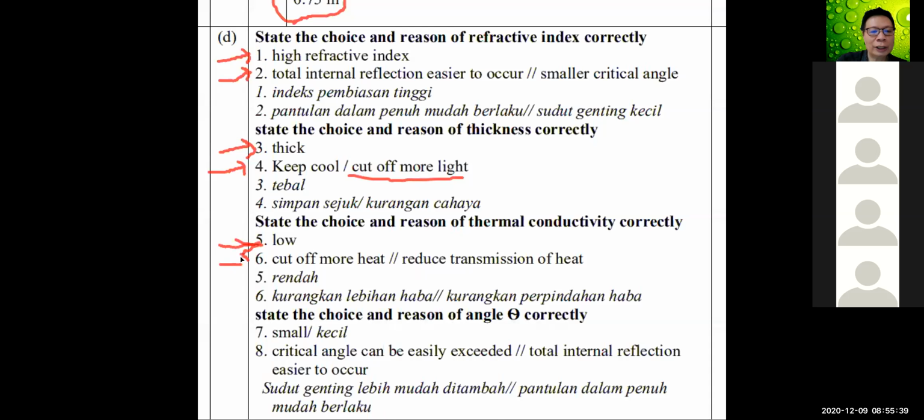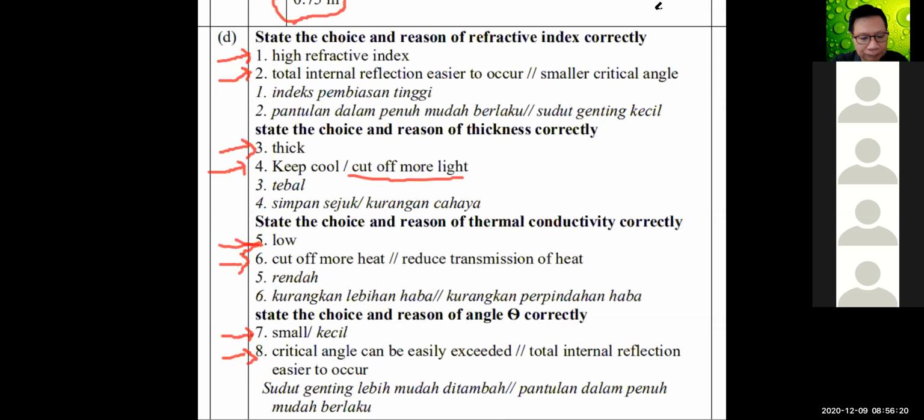Okay, you see usually the answer given in one page like that. Suggestion, reason, suggestion, reason. And the last one, the angle theta should be small, smaller angle theta. The reason is when the theta is smaller, the critical angle can be easily exceeded because the critical angle becomes smaller. So total internal reflection is easier to occur. So by writing all this, you get 8 marks already. But the total mark is 10, so where to find another 2 marks?